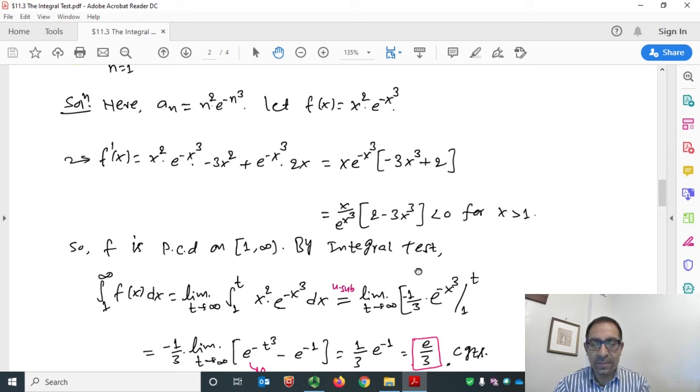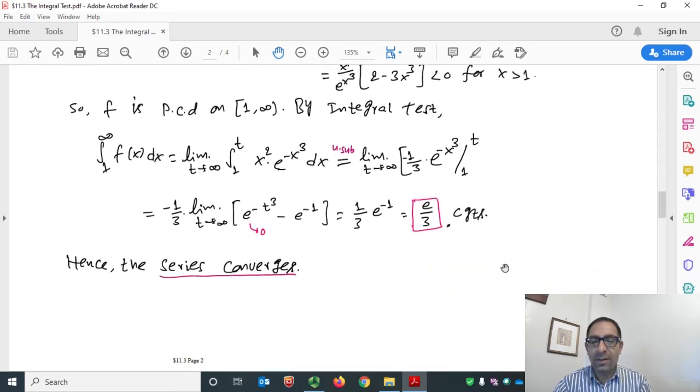1 to infinity. Then by the integral test, the improper integral of f(x) from 1 to infinity equals the limit as t tends to infinity of the definite integral from 1 to t of this function x squared times e to the power negative x cubed. Let me scroll down. Now this is a good candidate for u substitution, so put u equals x cubed, then its derivative is du equals 3x squared dx, so divide both sides by 3, and we have x squared dx equals du over 3.